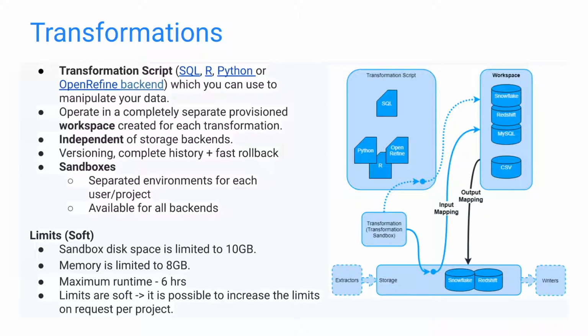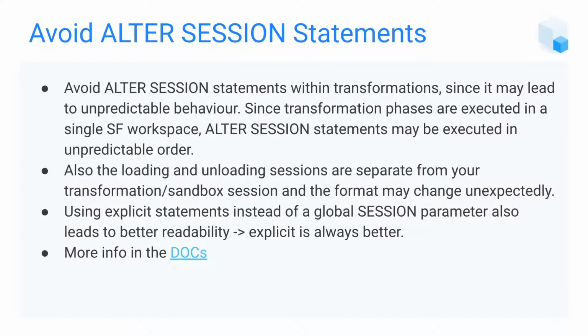These sandboxes are limited to one sandbox per backend, per user, per project. And of course they come with some limits. So they have a soft limit of disk space of 10 gigabytes. The memory is limited to 8 gigabytes. The runtime is 6 hours. And it is important to mention that all of these limits are soft and can be adjusted per request, per project. So let me start with some best practices for transformations.